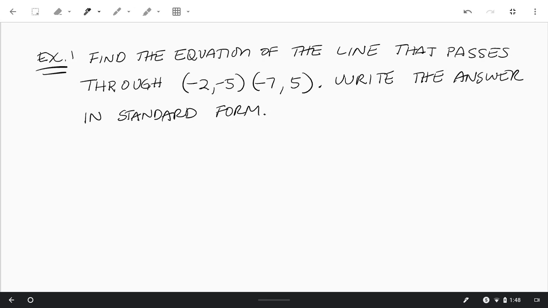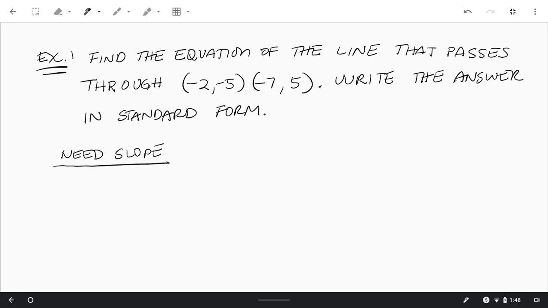Okay, so the first thing we need is slope. Whenever you're writing the equation of a line, you always need the slope. So we need the slope. Do they give a slope? No. Do we know how to find the slope given 2 points? Yes. How do we find the slope given 2 points?